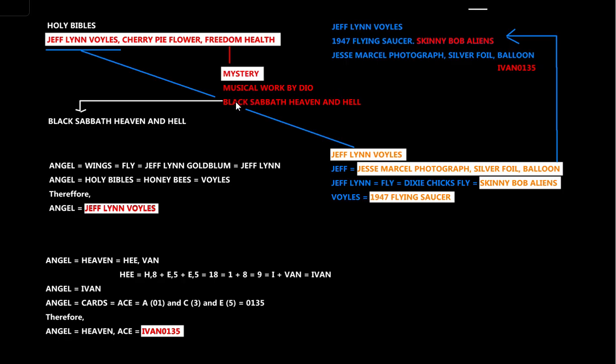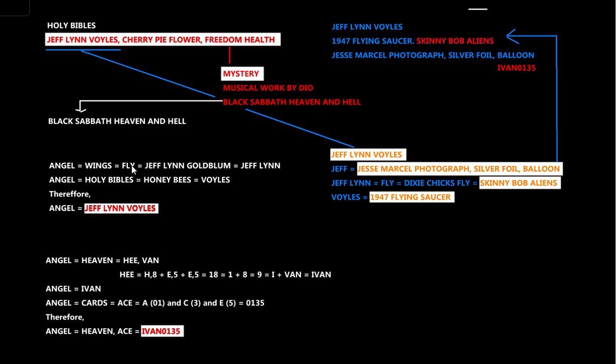A musical work by Dio would be Black Sabbath's Heaven and Hell album, on which Dio was lead singer. So from Mystery we get musical work by Dio, and over here we get Black Sabbath Heaven and Hell. All right, on the cover of Black Sabbath's Heaven and Hell album, there's a picture of an angel with wings. So angel equals wings. Wings are used to fly. Fly is a movie starring actor Jeff Lynn Goldblum.